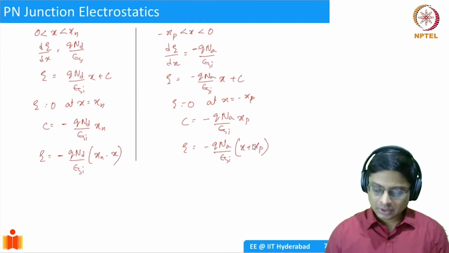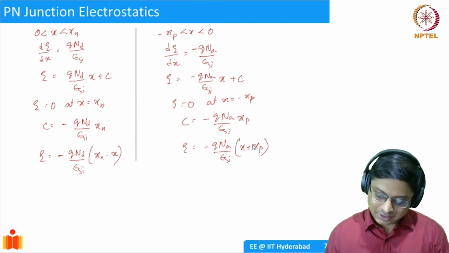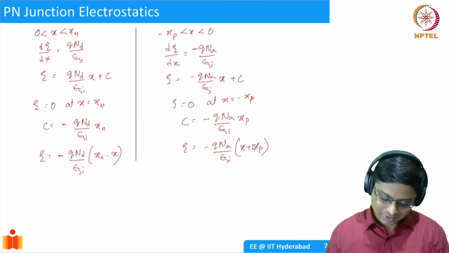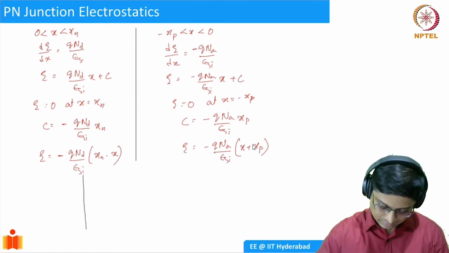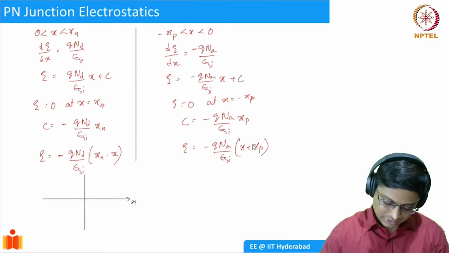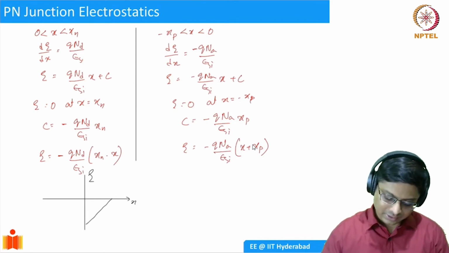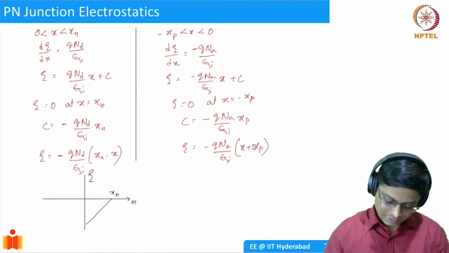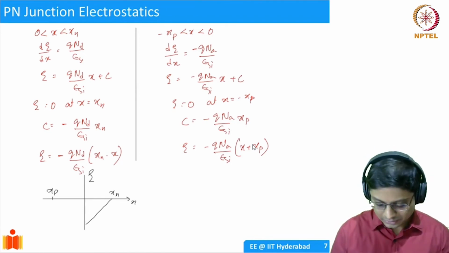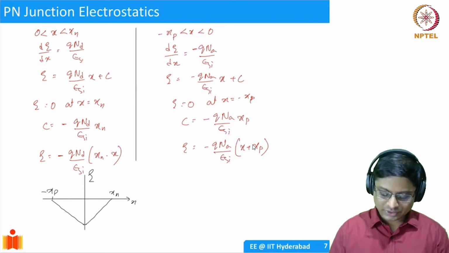Now, is it making sense? Well, let's try to plot it. One of the ways to check that would be if you take an axis like this, and then I take my x. This is your x, and this is your E field. The way this is plotted, this is a linear function, and it's negative. This is xn, and on this side you have minus xp, and the E field is going to be like this. So this is how the electric field looks.